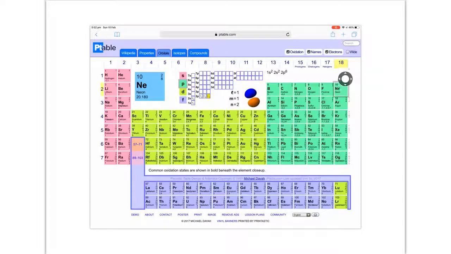We'll come across to this side now. Obviously, the inert gases, group 8 or group 18, have full outer shells. They don't gain or lose electrons. They're unreactive. So they don't really form ions or have charges or valencies.